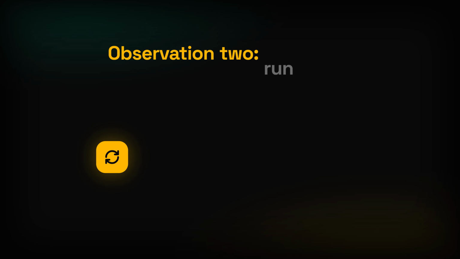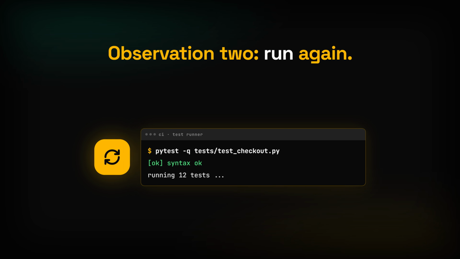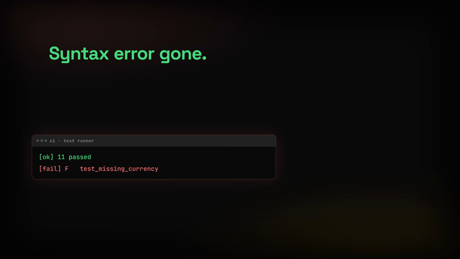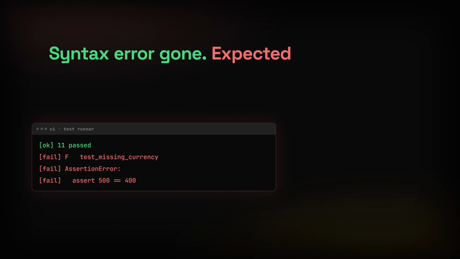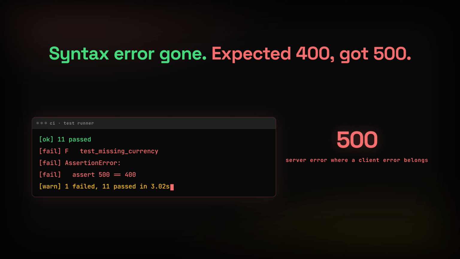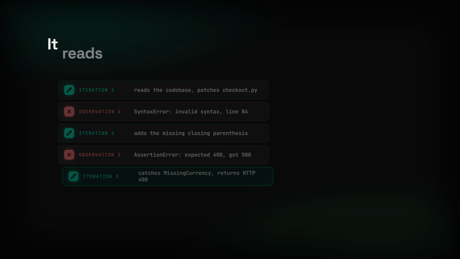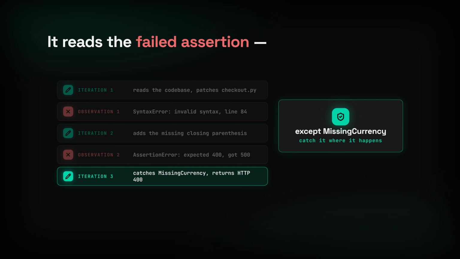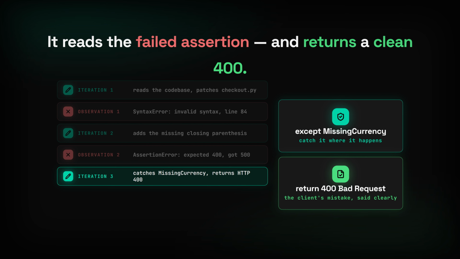Observation 2. The loop runs the test runner again. This time the syntax error is gone, but a logic test fails. Expected status code 400, got 500. Iteration 3. The AI reads the failed assertion, realizes it should catch the missing currency exception, and return a clean HTTP 400 bad request status code. It updates the exception handler.